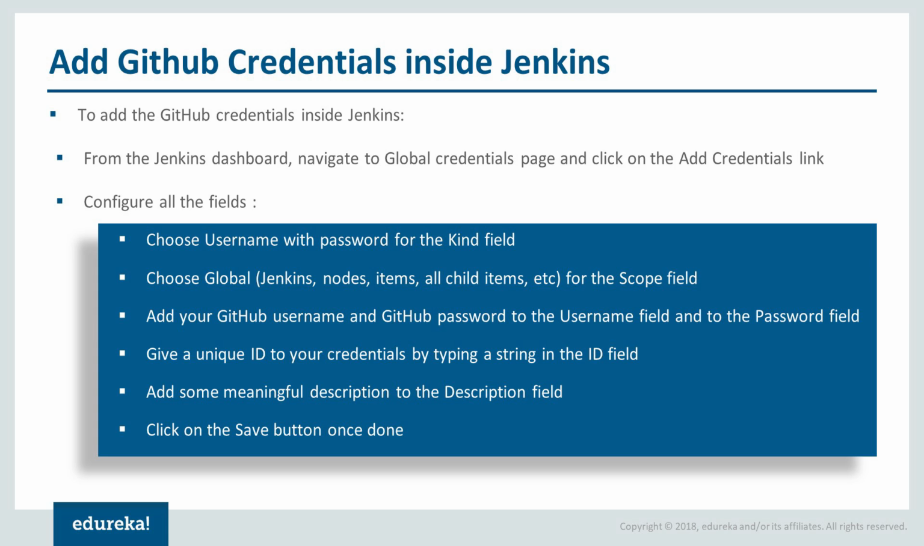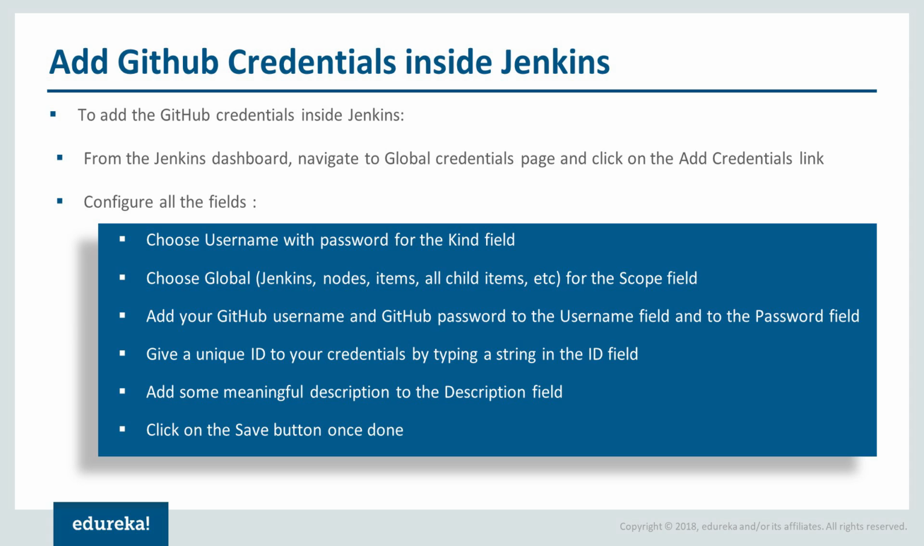So when you're working with GitHub, one of the important steps is to add the GitHub credentials inside Jenkins. Now we have already seen this initially when we were working with our repository. When you need to add credentials, Jenkins gives you multiple options. You can use username and password, you can use username with SSH key, and other options. So you have 5 or 6 different options for how you want to work. So you just need to go to the global credentials page, click on the add credentials link, and configure all the fields.